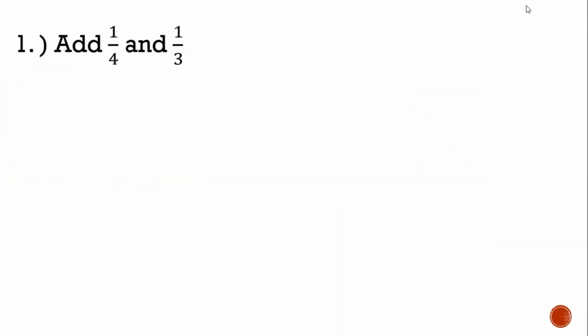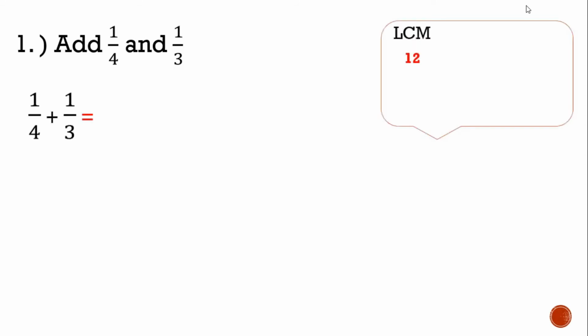Okay, so let's look at some examples. Number 1, add 1 over 4 and 1 over 3. The first step is to find the LCM of 4 and 3. What do you think is the answer? 12. Very good. If we say add, what symbol do we use again? Plus. So we will write the method as 1 over 4 plus 1 over 3. Next, what number will we multiply to 4 to get 12? 4 times 3 equals 12. How about 3? 3 times 4 equals 12.